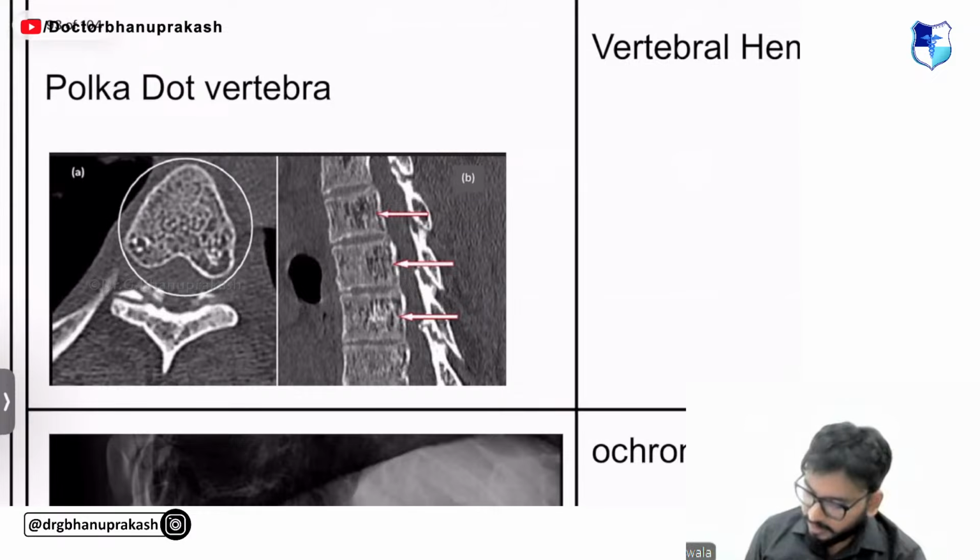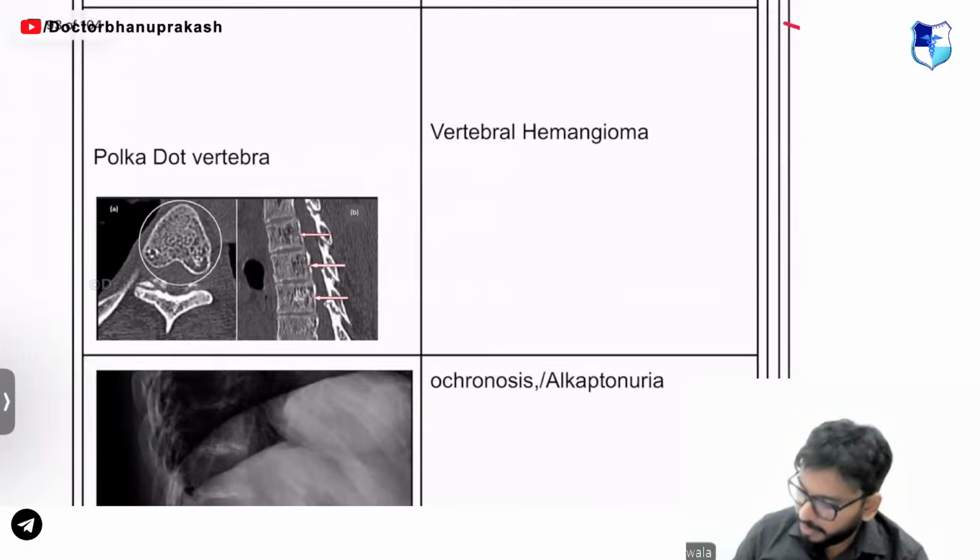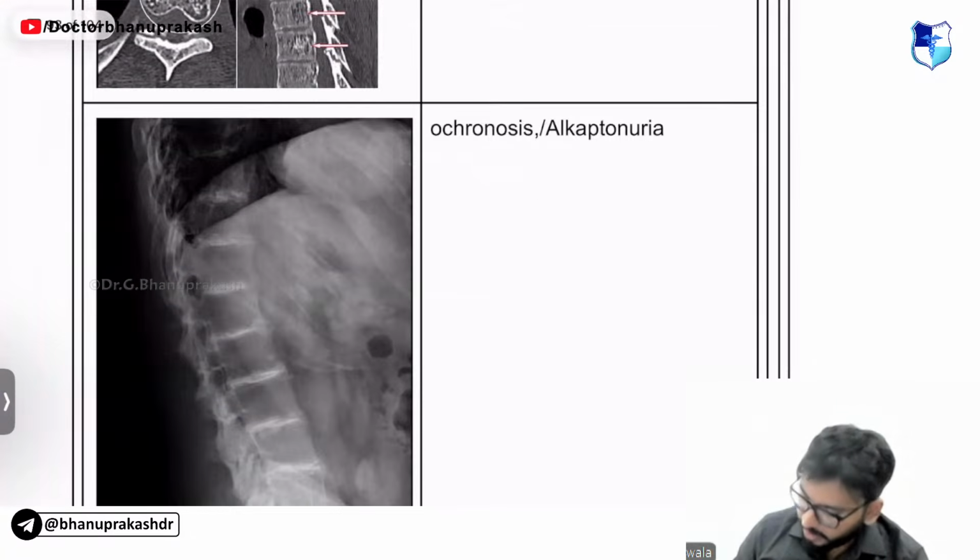Polka dot vertebrae. Look at this. Polka dot appearance. It is seen in hemangioma, vertebral hemangioma. Let's go. Nothing else you need to know.